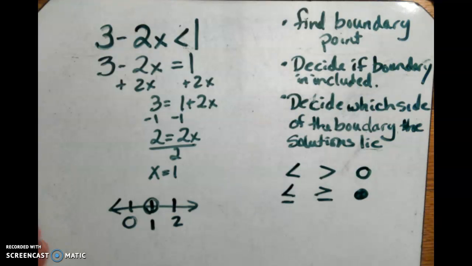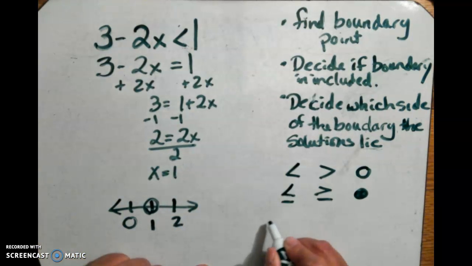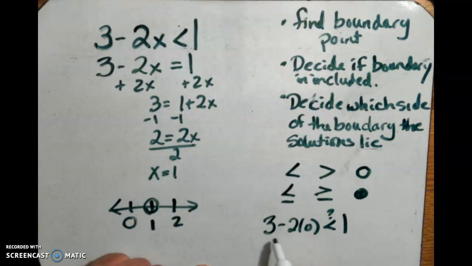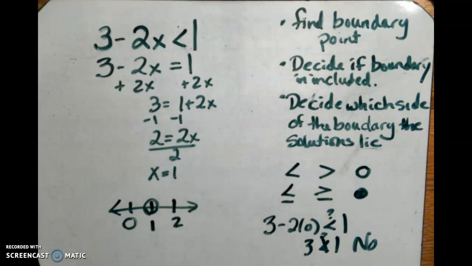So I'm going to start by plugging in 0, because 0 is the easiest one, and I'm going to plug it into the inequality and see if it makes it true. So 3 minus 2 times 0. And I really am questioning this. Is that less than 1? Well, 3 minus 2 times 0 is 0, so 3 minus 0 is 3. Is 3 less than 1? No, it is not. So that means that the numbers that are solutions to this inequality are all the numbers that are actually greater than 1.